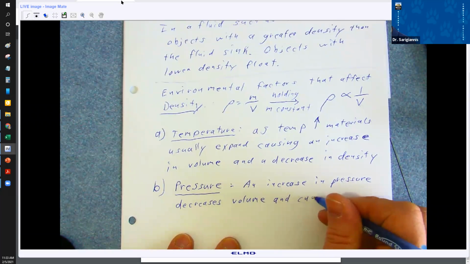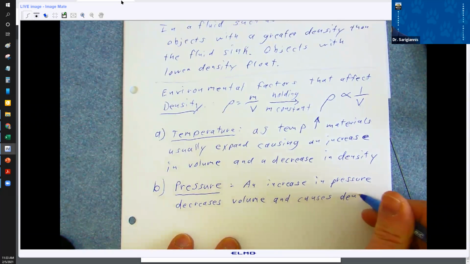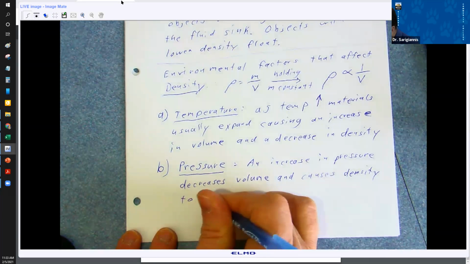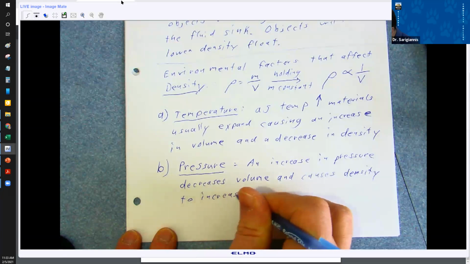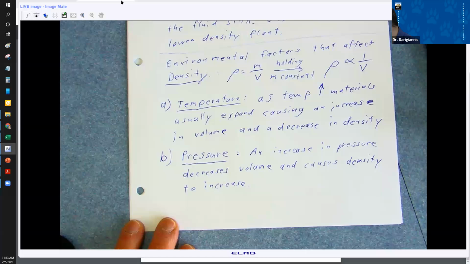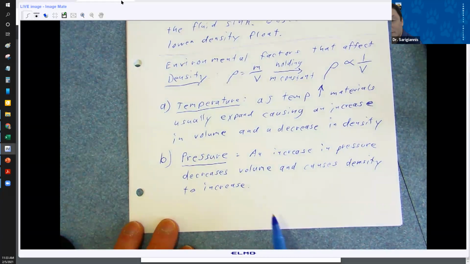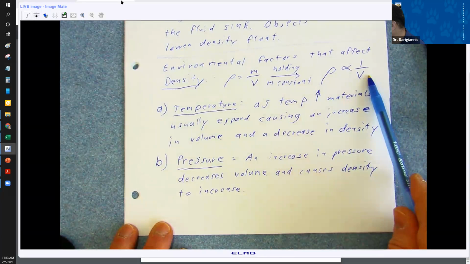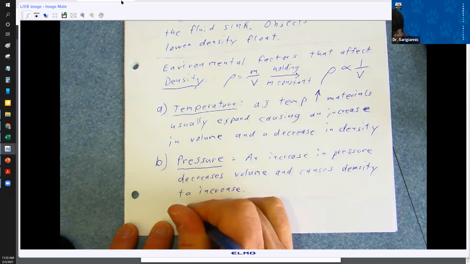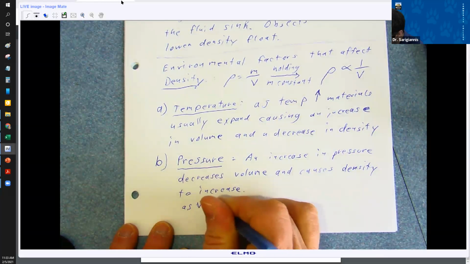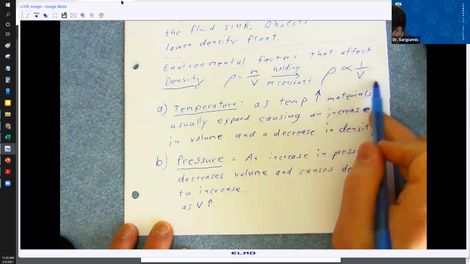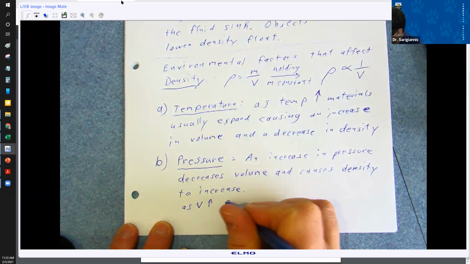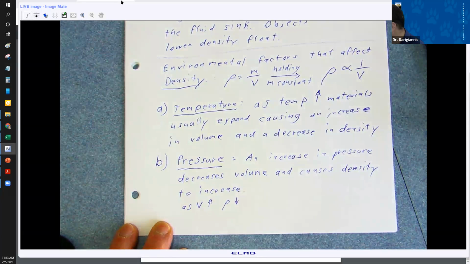and causes density to increase. Well, we can see it right up here on the proportion. So again, volume, I'll just write it out. As volume increases, you're taking and dividing by a bigger number, so this becomes a smaller number. Density decreases.